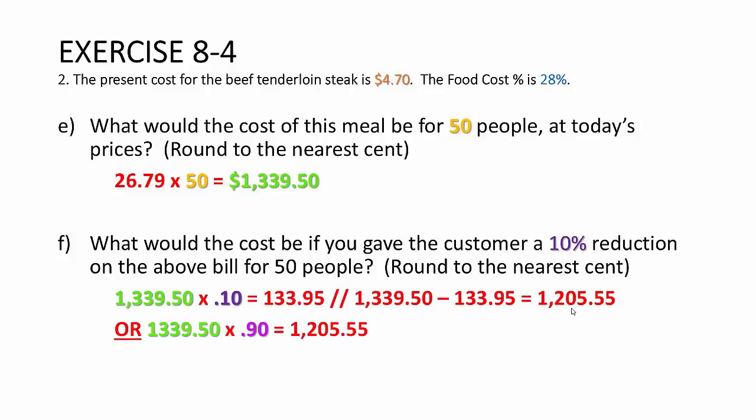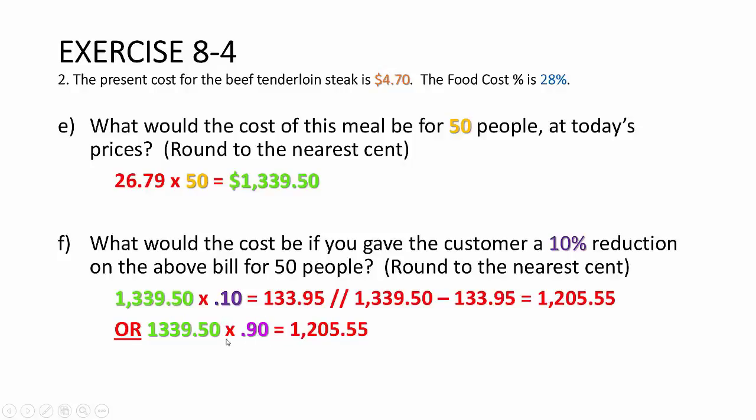Or we have another way that we can look at this quickly. If we're saving 10%, that means we're only paying for 90%. So if we multiply the original price or cost for 50 people by 90%, this will give us the exact same answer as taking 10% off the price.